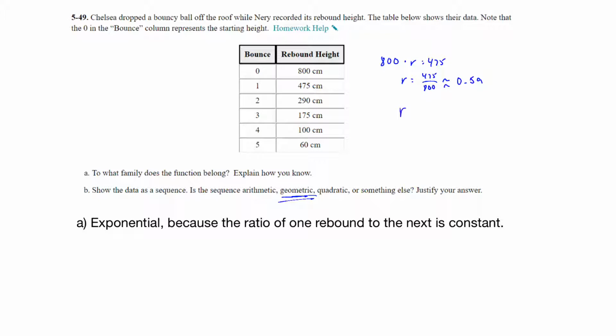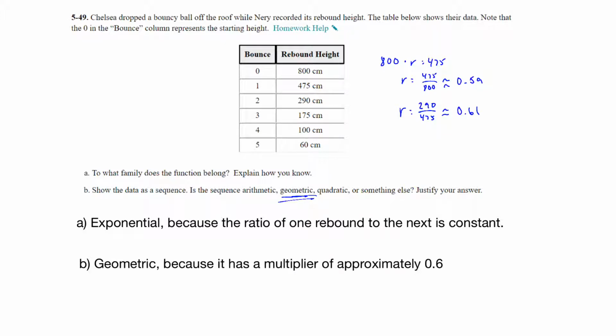We could also find the next one, 290 divided by 475. And 290 divided by 475 is approximately 0.61. So it's a little bit higher on that one. And we could keep doing this, but once again, that's going to be very close to 0.6 on each of these. And so we know it is somewhat geometric. It's not exact, because like I said, they are recording the heights, so you're not going to have the exact precision, but it does represent geometric for the most part.